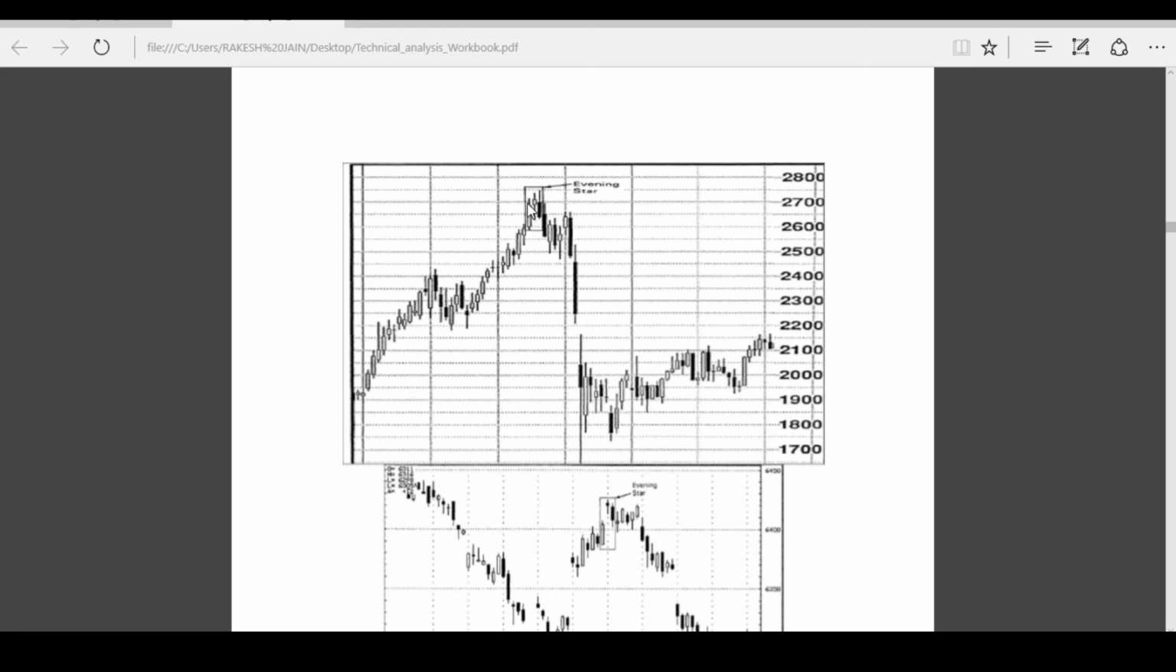Okay. Same thing. This is the evening star here. For example, that's an uptrend, a very, very strong upside move. See how the candles had moved: 1, 2, 3, 4, 5, 6, 7, 8, 9, 10, 11, 12, 13, 14.